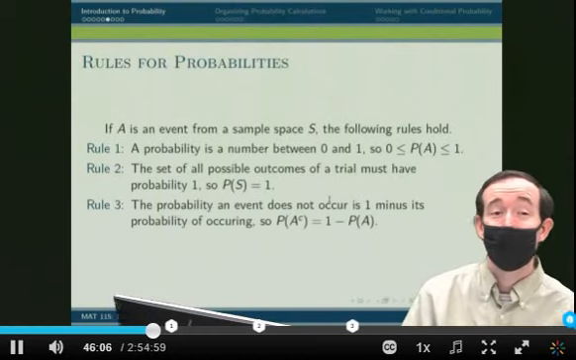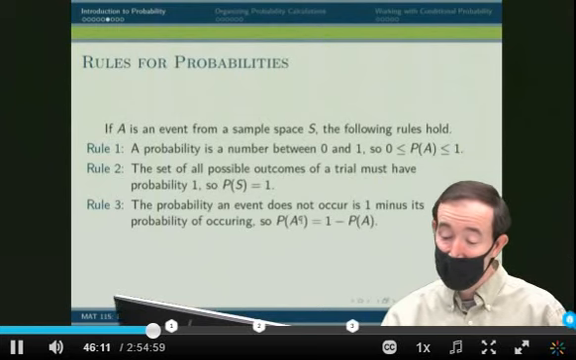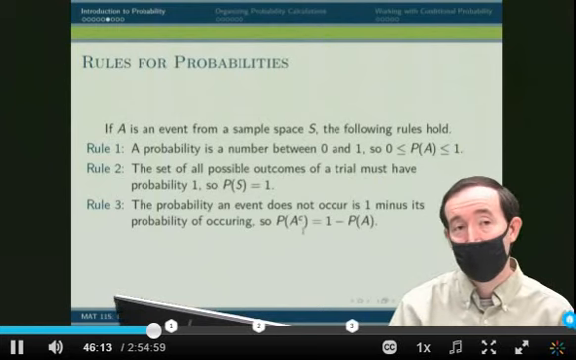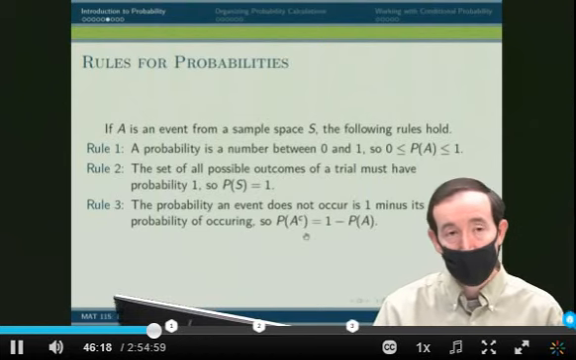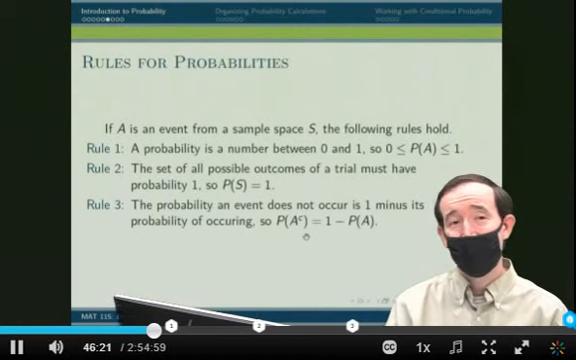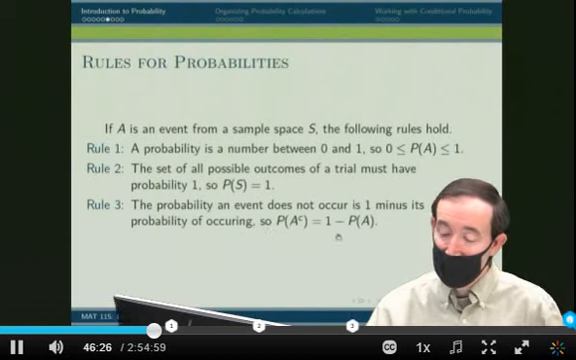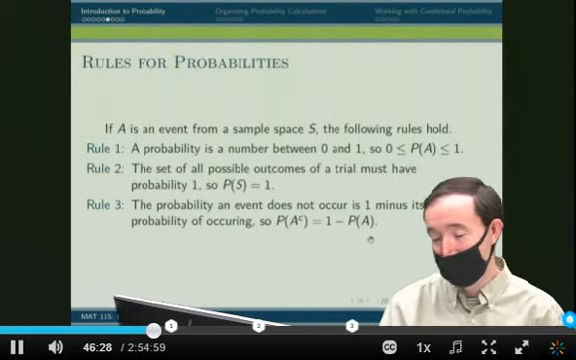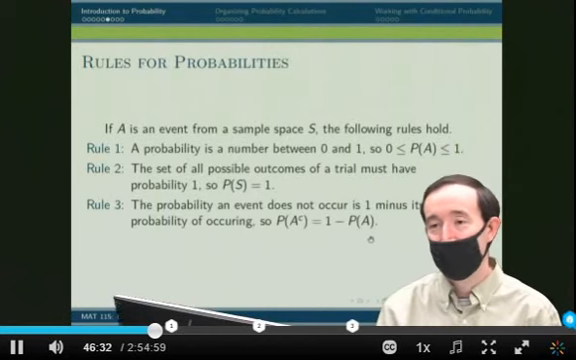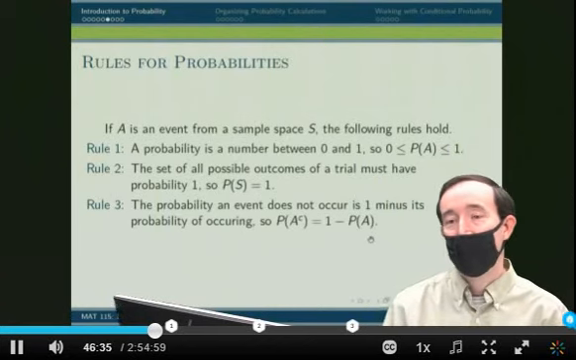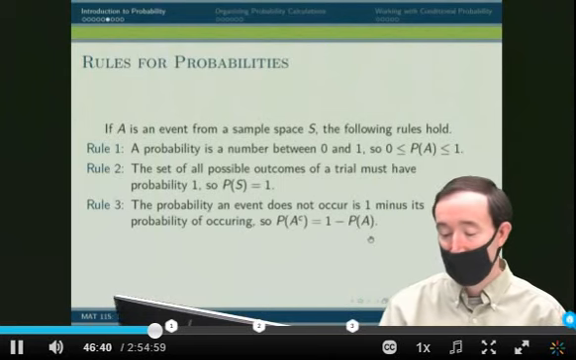We will use this idea of a complement. This is the notation I use, with a C in the superscript. You may also see a prime symbol, like a single quotation mark. What that means is not that event. So for instance, if my event A is the Lakers win the championship, then A complement is someone else wins the championship. It's not the original event that I was talking about.